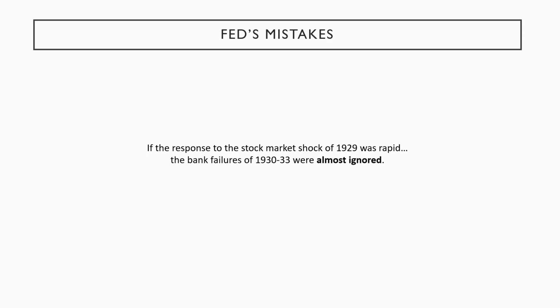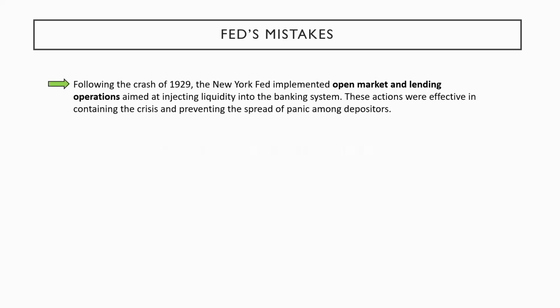If the response to the stock market shock in 1929 was rapid through the lowering of the interest rate and the sharp increase in loans to banks, the bank failures of 1930-33 were almost ignored. Too little was done to limit the collapse in prices and production. Following the crash of 1929, the Fed of New York implemented open market and lending operations aimed at injecting liquidity into the banking system. These actions were effective in containing the crisis and preventing the spread of panic among depositors.